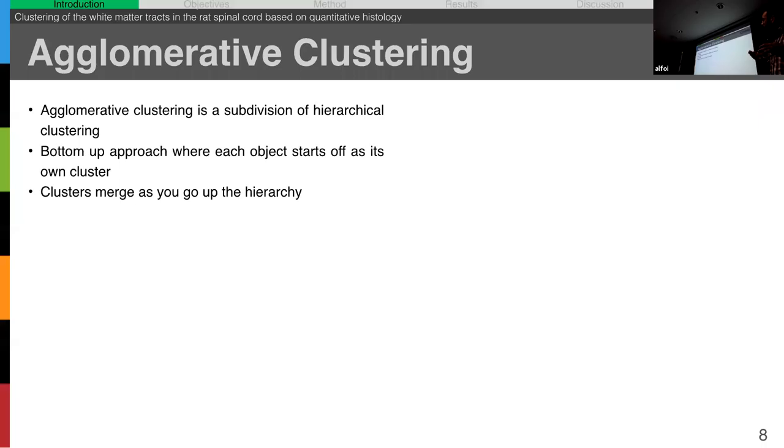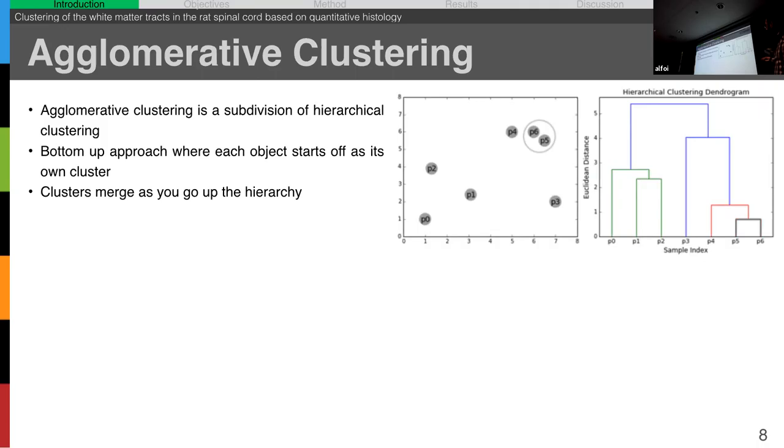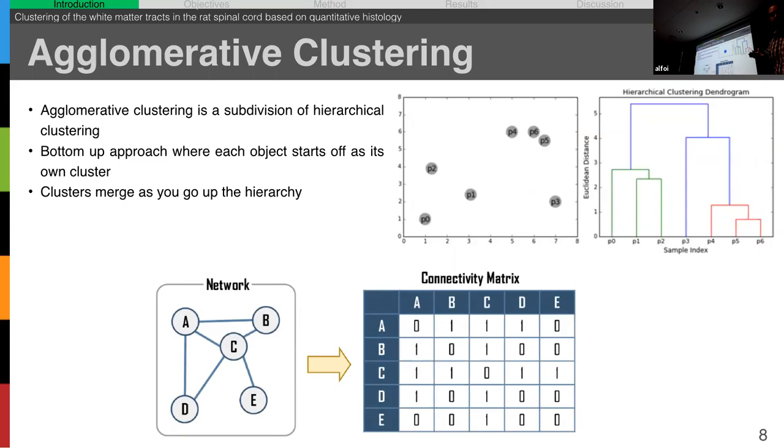So agglomerative clustering is a subdivision or a branch of hierarchical clustering. It is a bottom-up approach where every single data point that you're inputting starts off as its own cluster, and then they group up together and merge as you go on. So for example, if we look in the GIF here, there were two points that merged together. These two points merged together, and then it looks at the closest points to merge them and continues from the bottom up all the way to one cluster at the end. And so you can cut it off at different points to have multiple clusters. So that's kind of the principle behind agglomerative clustering.